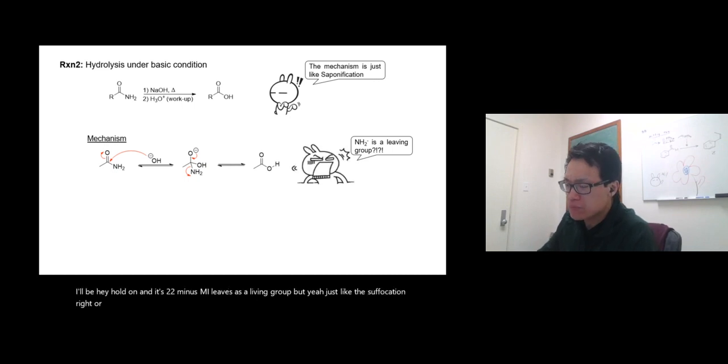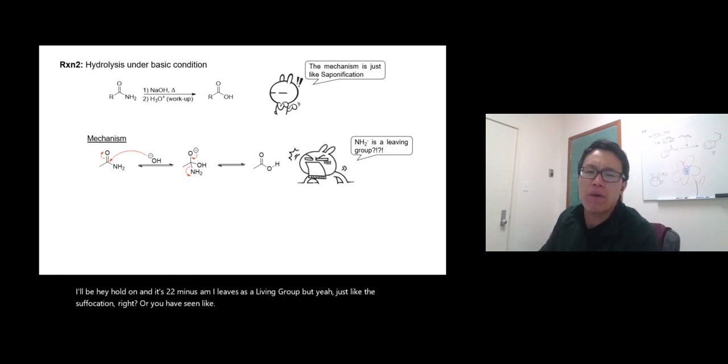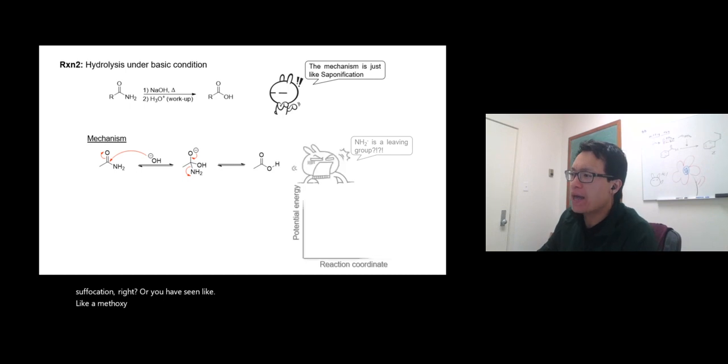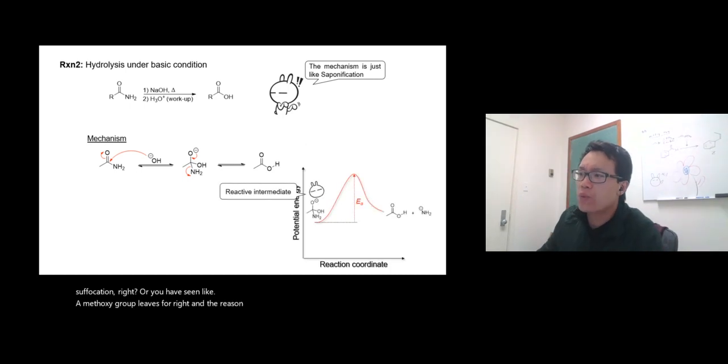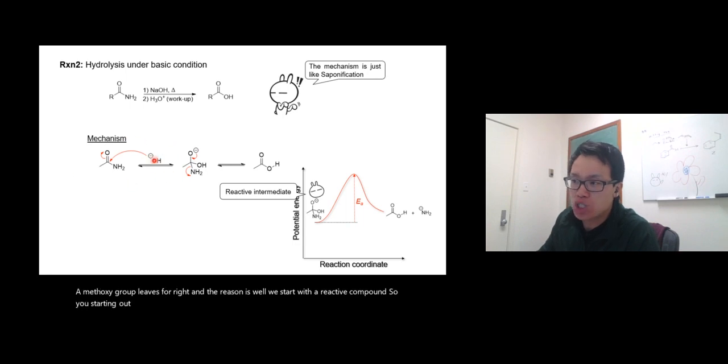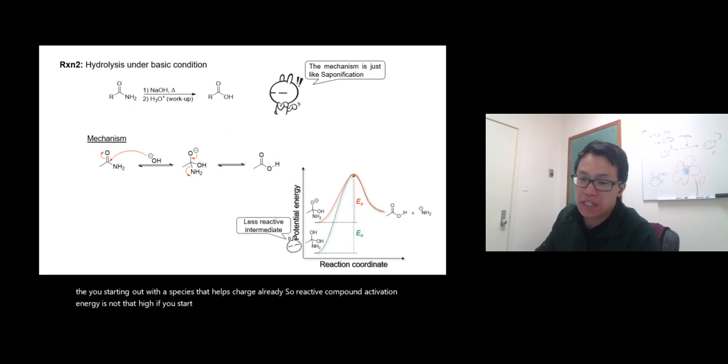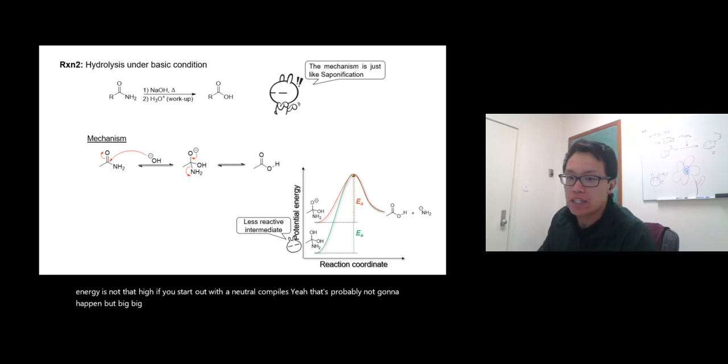Or you have seen a methoxy group leave before, right? And the reason is, well, we start with a reactive compound. So you're starting out with a species that has a charge already, so a reactive compound. Activation energy is not that high. If you start out with a neutral compound, yeah, this is probably not going to happen. Big activation energy. All right, that's one reason.